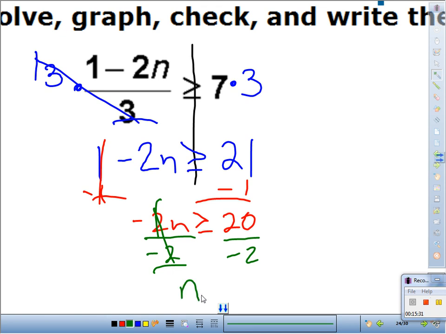Flip it so it's less than or equal to negative 10. Hands if you got that. And then your solution set, right?